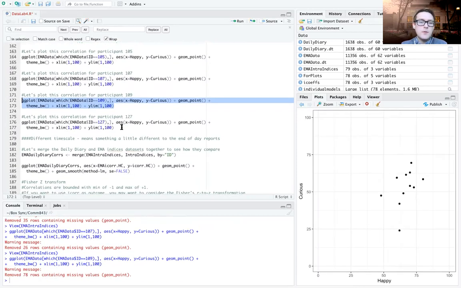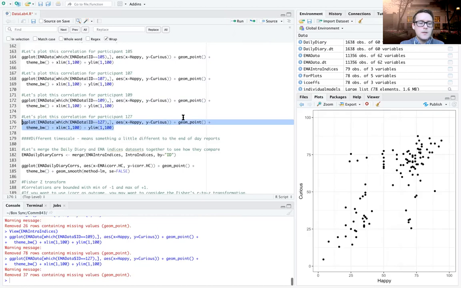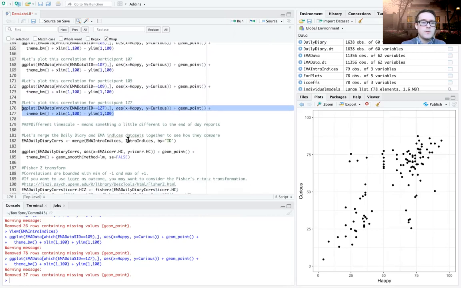But even though 109 had the possibility of having up to, I think, over 100 data points in the momentary data, they didn't fill it out that many times. And so I would not be super confident that this is telling me anything about this individual with a lot of accuracy, right? And for 127 again, now we have more data. We can be a little bit more confident with what's going on.